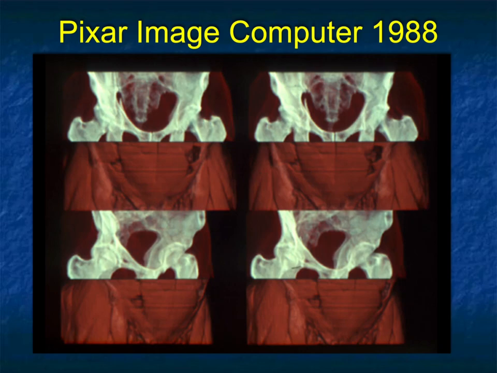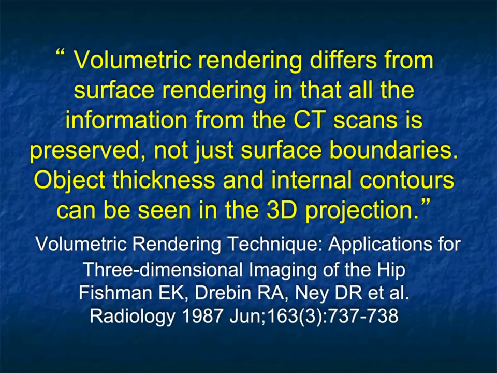We got better over time. Derek Nye did a lot of work with me, and he was able to make those Pixar computers hum. We could get down to about an hour reconstruction, and here you can see the soft tissue and bone in this right acetabular fracture. Look at the detail of the information. Again, not bad when you consider this was 4 millimeter thick sections every 3 millimeters. We were not yet to the era of isotropic data. And again, here was our first article. Volume rendering differs from surface rendering in that all of the information from the CT scans is preserved, not just surface boundaries.